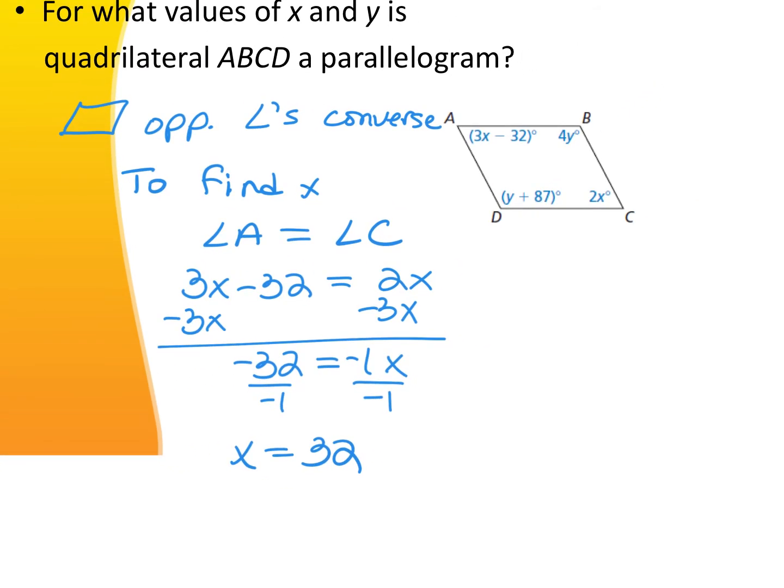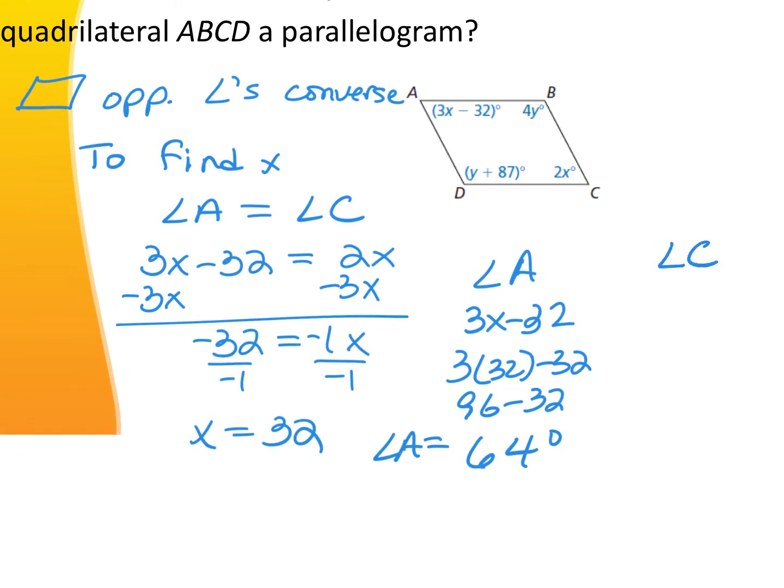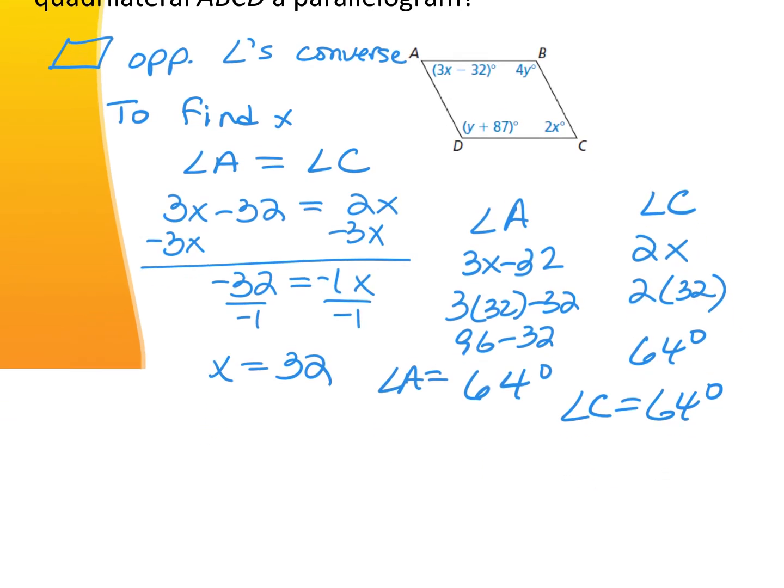Now, to show the value of angle A and angle C, we'll plug it in. Angle A was equal to 3x minus 32. 3 times 32 minus 32, 96 minus 32, and angle A equals 64 degrees. To show that it equals angle C, which was 2x, 2 times 32 is 64. So angle C also equals 64 degrees. Now I also have to show the other angle. So I'm going to solve for y now.